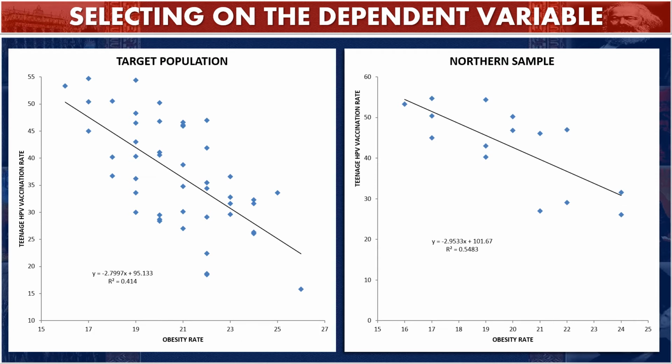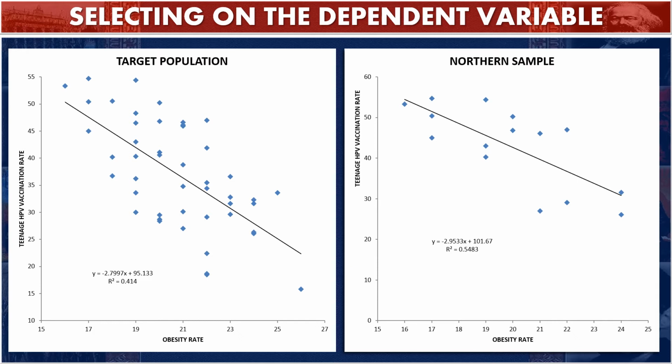Let's say I'm just going to sample northern states, the Northeast. These are the healthiest states. In the sample, low levels of obesity for the most part, high levels of HPV vaccinations. We look at the equation though, we find it doesn't really fit. So you see the R-squared is much stronger, 0.54, versus the total data, 0.41.